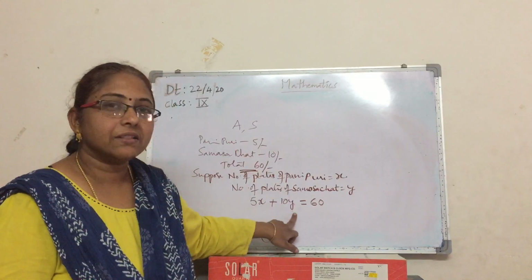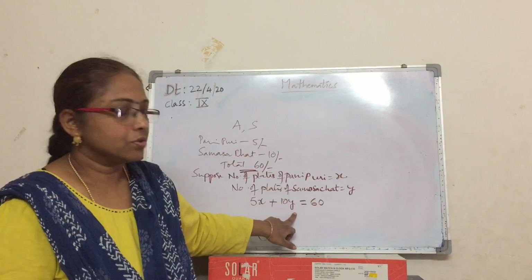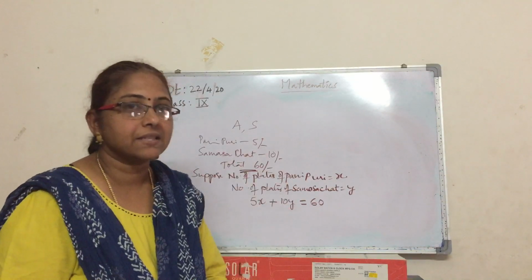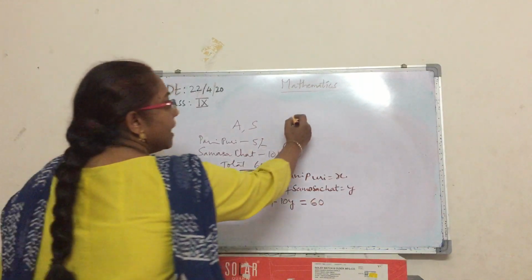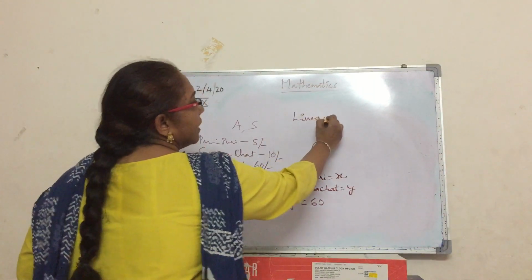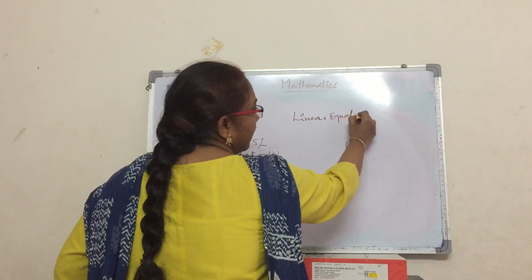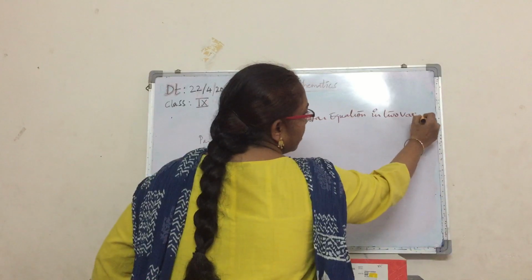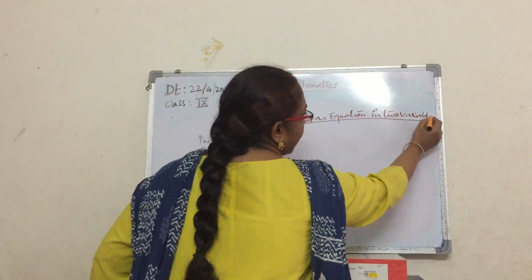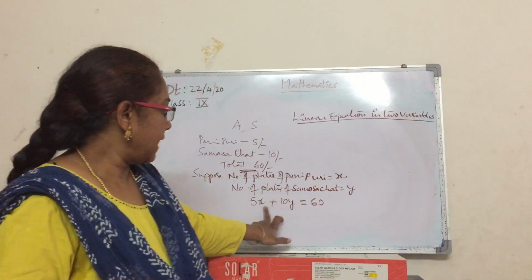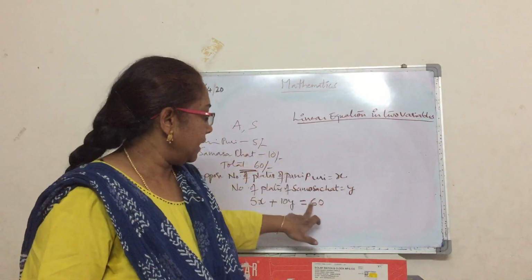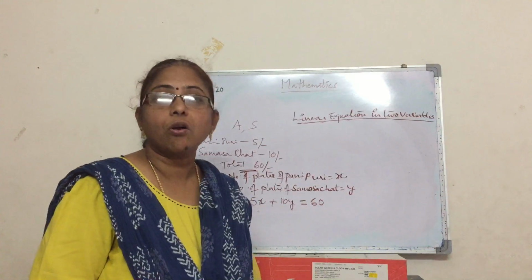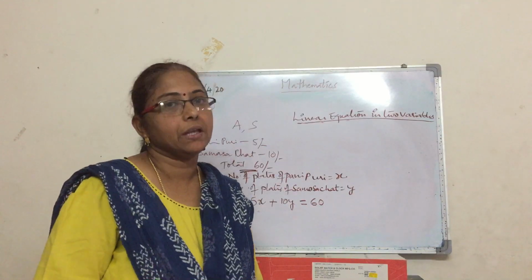How many variables are there? 2 variables. So degree 1, 2 variables and also an equal sign. Finally what we can say about this? It is called a linear equation in 2 variables. Here x and y are 2 variables, the equal sign makes it an equation, and linear means degree is 1. So finally we can call it a linear equation in 2 variables.